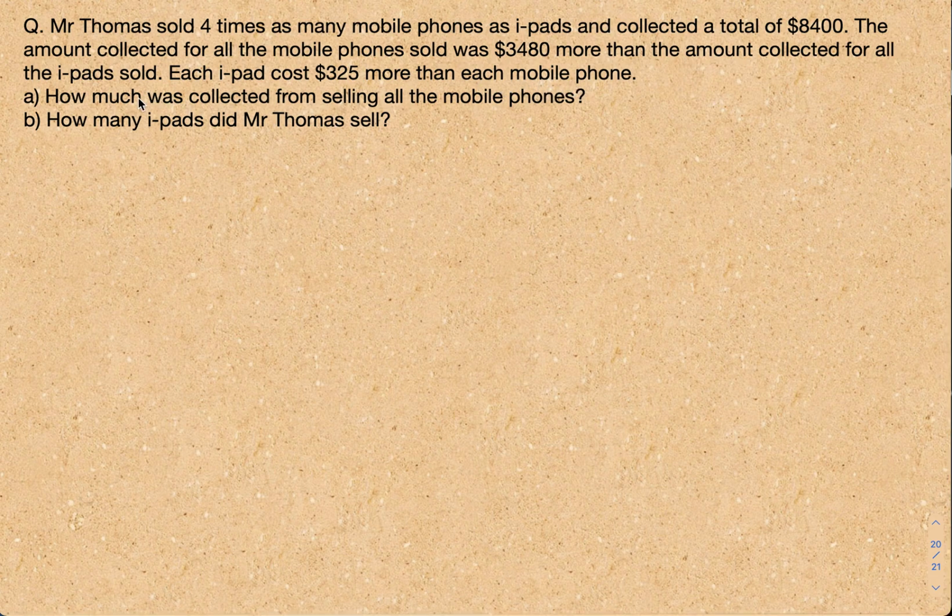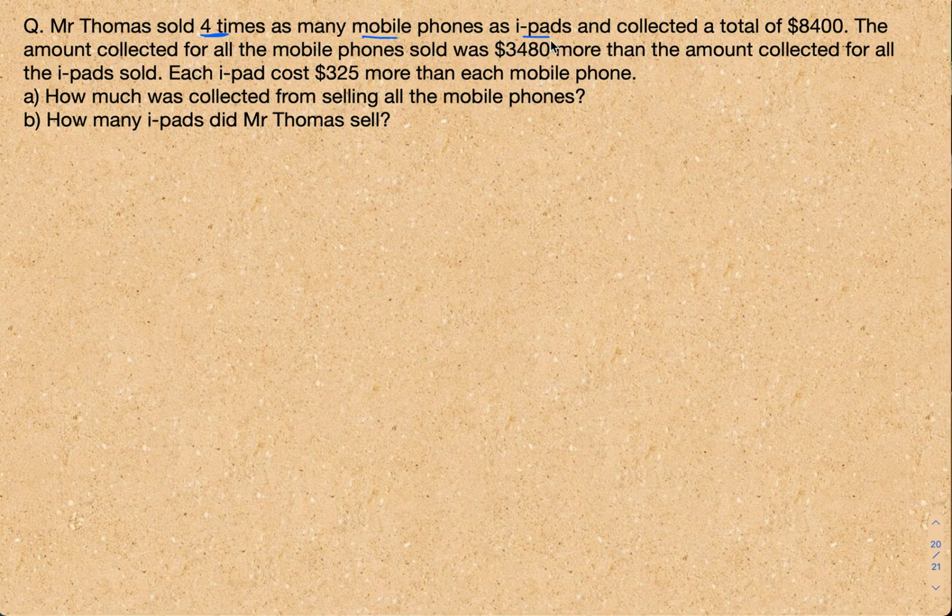Now part A of the question is how much was collected from selling all the mobile phones, and part B is how many iPads did Mr. Thomas sell. So what we have here is that Mr. Thomas is selling two kinds of gadgets. One is mobile phone and another one is iPad, and he sold 4 times as many mobile phones as iPads, right? He sold a lot more mobile phones than the iPads, right?